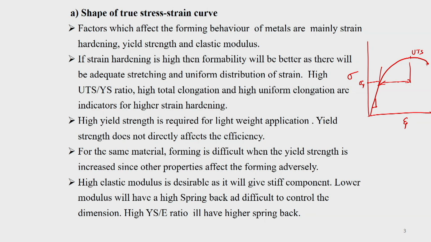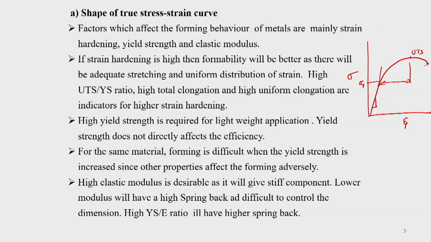Now, a high ultimate tensile to yield strength ratio also will help, as that is an indicator of the work hardening rate or strain hardening. Then total elongation, how much you are going to get before the material fails, that is also important. If the elongation is very large, then your forming behavior will be better. That means you are having a higher uniform elongation.